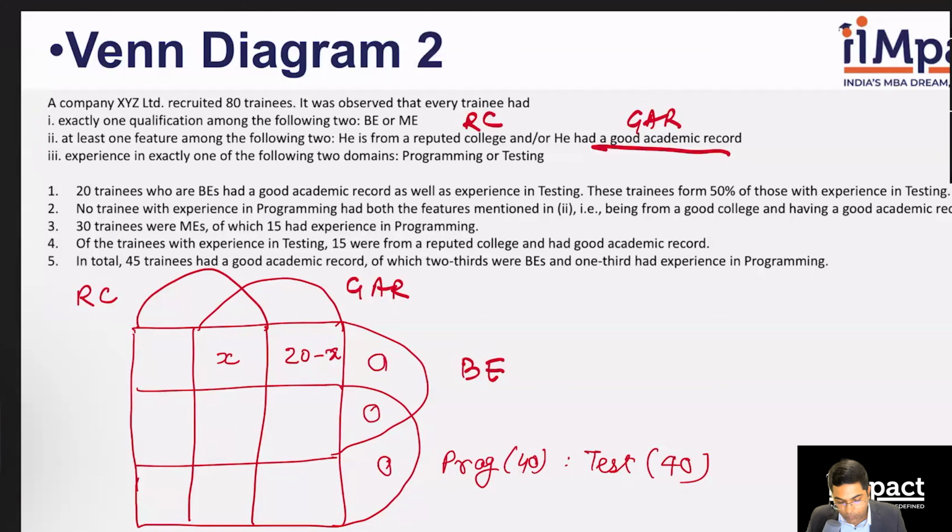All right, let's look at clue number 2. No trainee with experience in programming had both features mentioned in number 2.